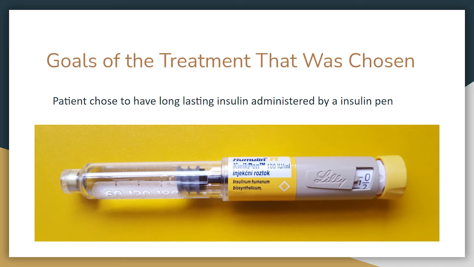In our hypothetical scenario, the patient has elected to receive long-lasting insulin and use an insulin pen to administer injections. It is important to remember that patients always have a say in what treatment they receive, and that it is the job of the nurse to inform, not enforce, treatment.